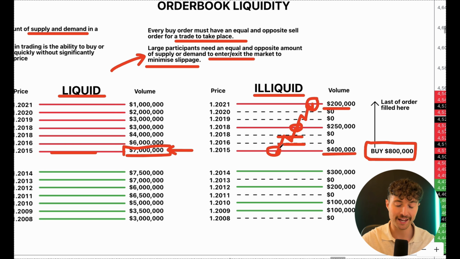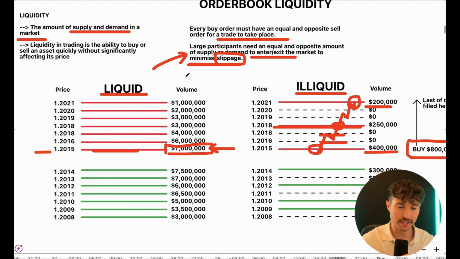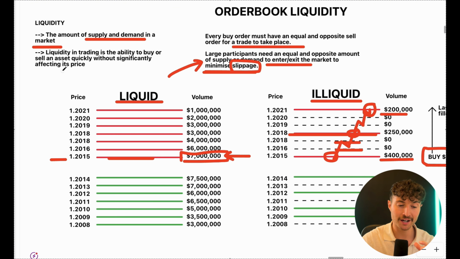So therefore, an institution or a bigger player that wants to buy at current market price is going to get an awful average price. And in doing so, they're going to result in a lot of slippage in the market. So liquidity in trading is the ability to buy and sell an asset quickly without significantly affecting its price.